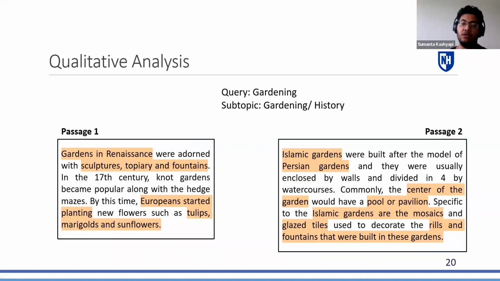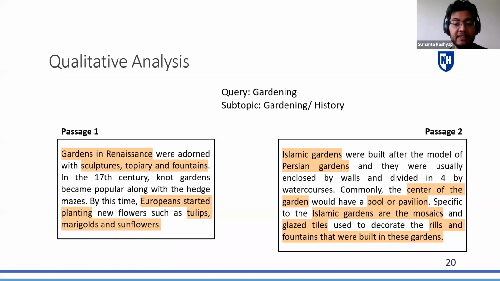Okay, so now to gain more insight into the success of our QS3M model, we conduct a qualitative study. In this, we manually go through pairs of passages and the query topic to understand where our QS3M model did well compared to other non-query-specific baselines. For example, we take this pair of passages from the evaluation dataset. Both the passages are relevant for the query gardening, and specifically they share the same subtopic, history of gardening.